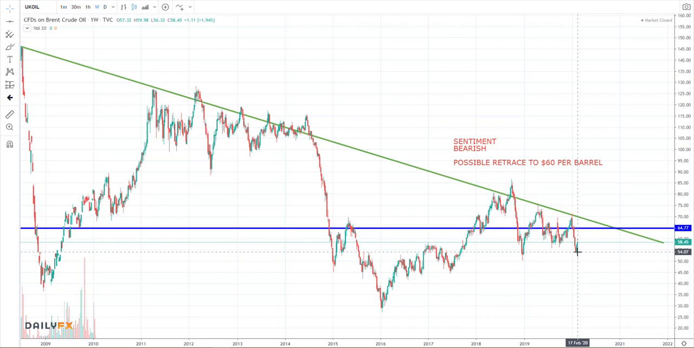This is your weekly analysis for UK oil, Brent Crude. The date is February 23rd, 2020.